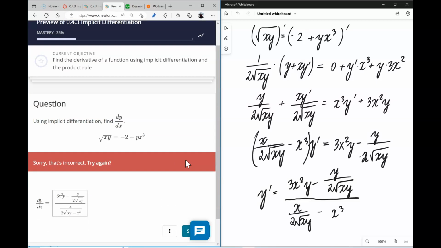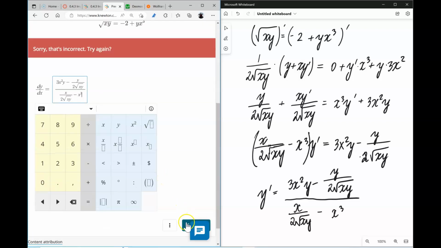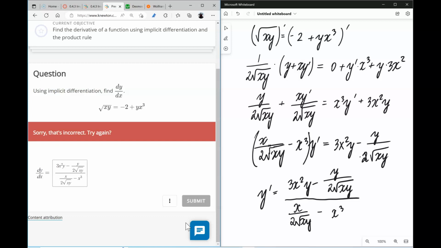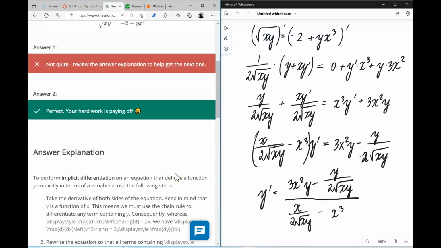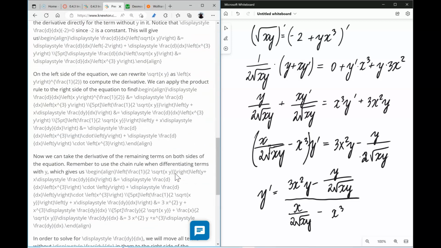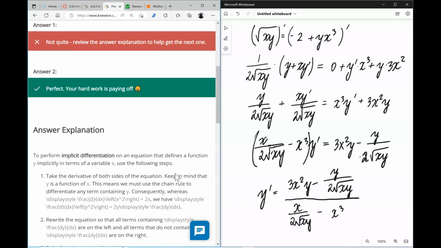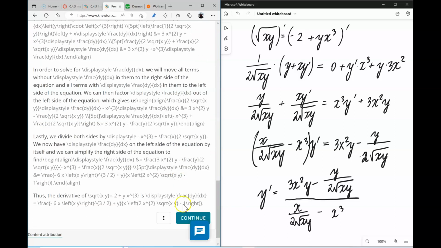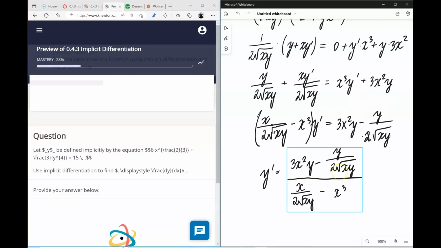Why am I not surprised? Oh, because I inputted it wrong. That's why I'm not surprised. Hopefully this is a better answer. Yay. And there's a smiley face that says your hard work is paying off. Absolutely. Your hard work will be paying off. Let's continue.